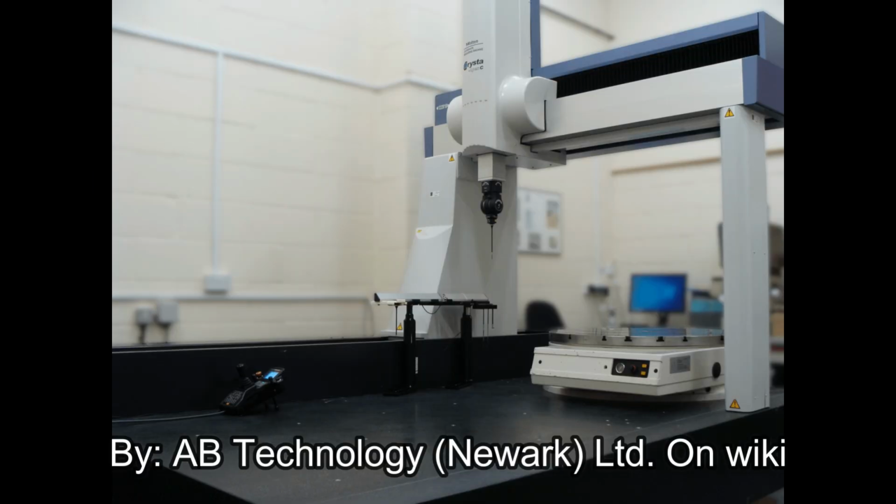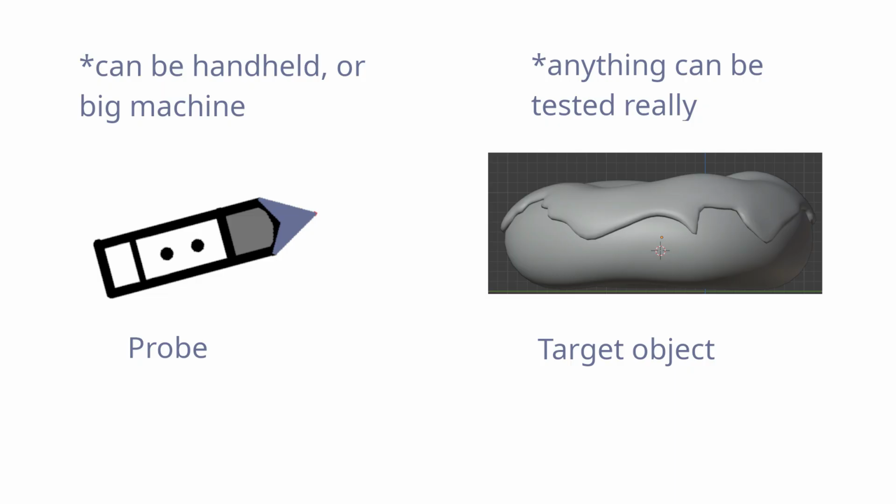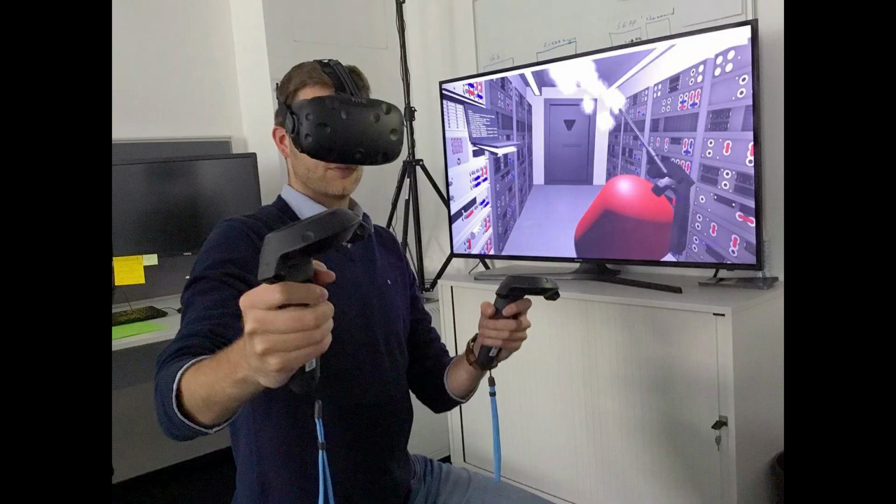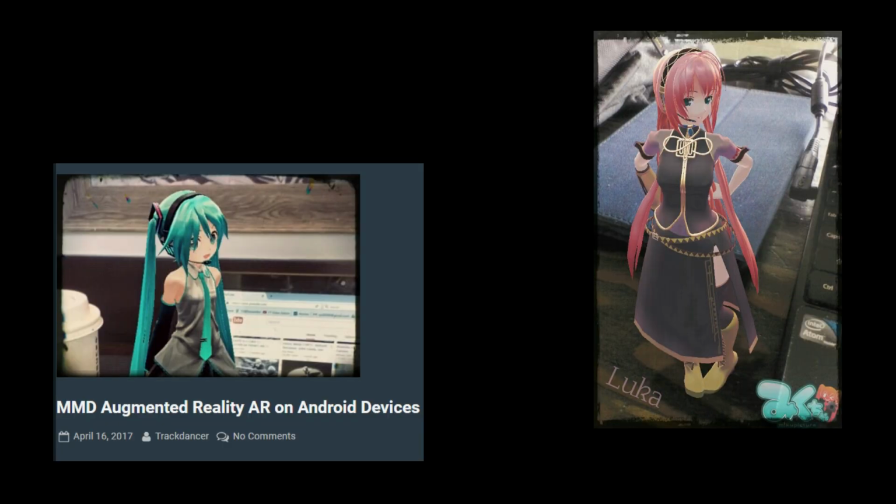Contact-based scanning is the only method that's kind of invasive, as it requires physically touching the object with a probe to measure points on its surface. It's used in precision engineering and quality control, especially for objects with very fine details. Virtual reality is a fully immersive experience, while augmented reality combines real-world and CGI 3D content.